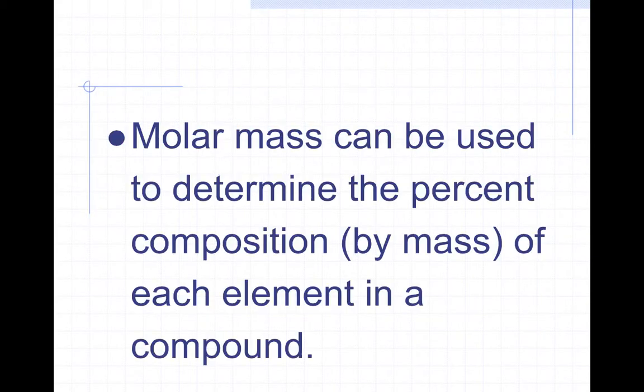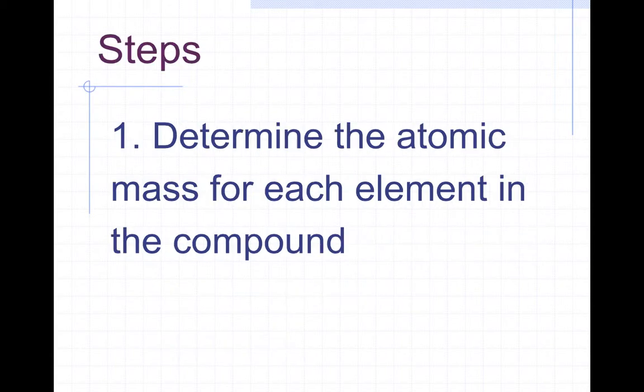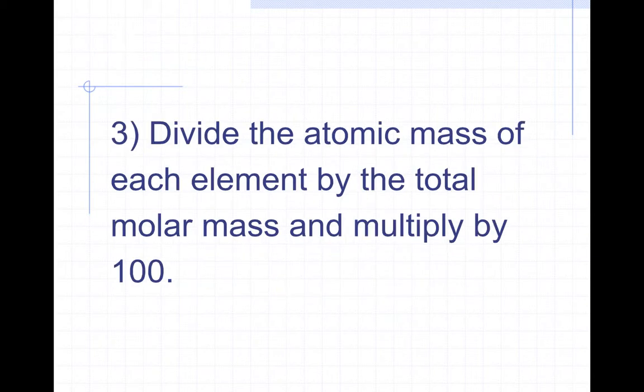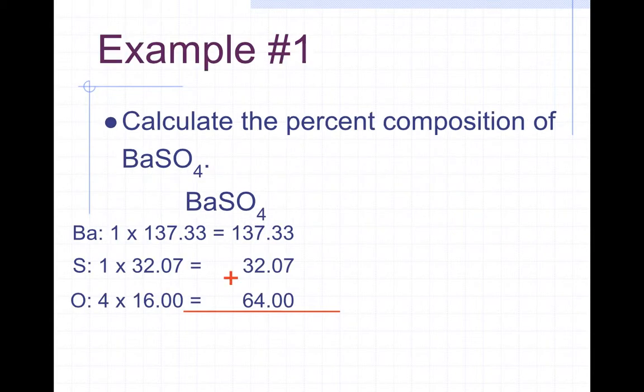So in order to do it in chemistry, we're going to use the molar mass. And from there, we can determine the percent composition based on the mass. So there are three main steps. First, let's determine the atomic mass for each element in the compound. So I look on the periodic table, I find what number I have. Then I add them all up and I get the overall molar mass. And after that, I'm going to divide the individual element by the total. So let's take a look at a sample problem.